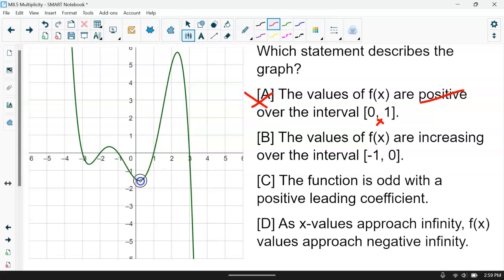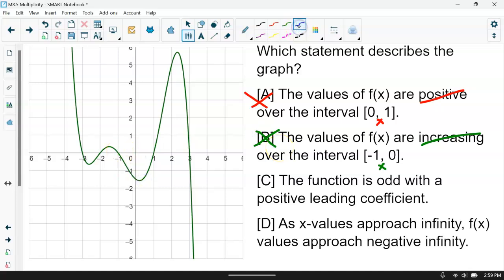So now let's go to B. B says the values are increasing over the interval, so again, x values -1 to 0. But now notice, read the graph left to right. Our graph is not increasing, our graph is decreasing. So B is not the answer.